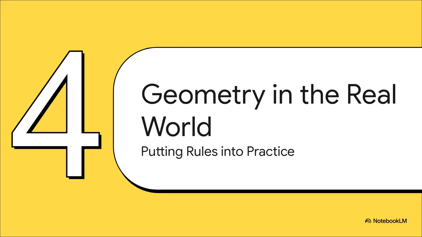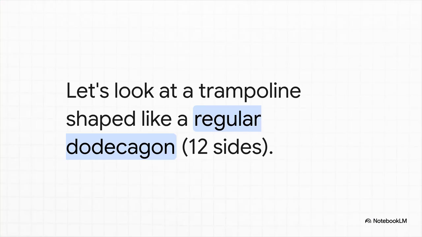So we've got these 2 really powerful rules. Let's bring them back from the world of abstract ideas and see how they actually apply to the world around us. Okay, here's a trampoline. It's shaped like a regular dodecagon. Now, that sounds fancy, but regular just means all its sides and angles are equal, and dodecagon just means it has 12 sides. Let's use what we've learned.